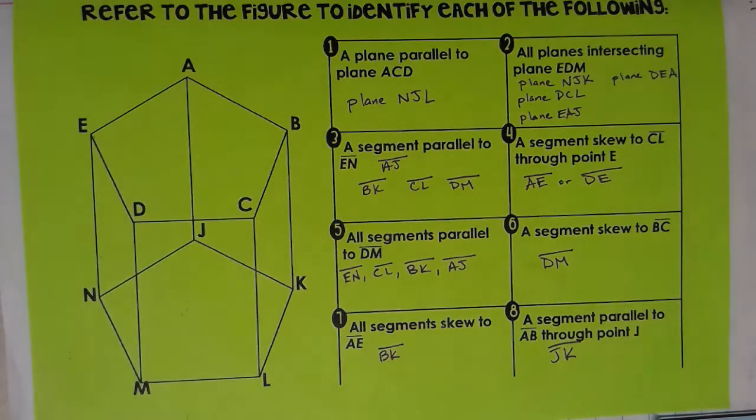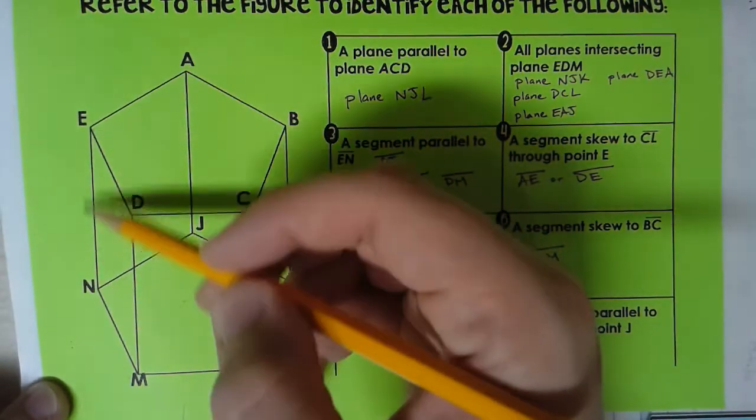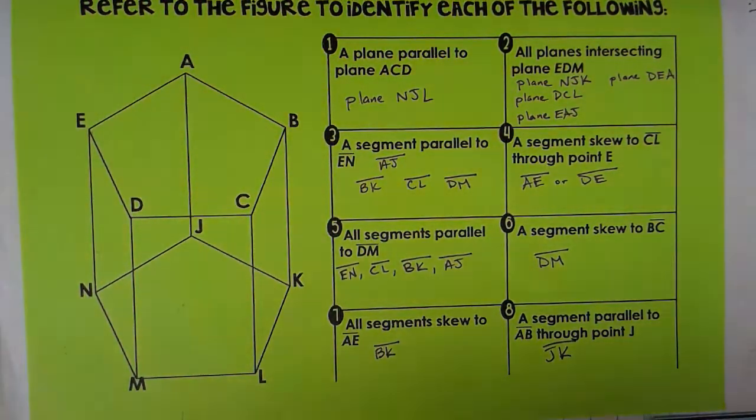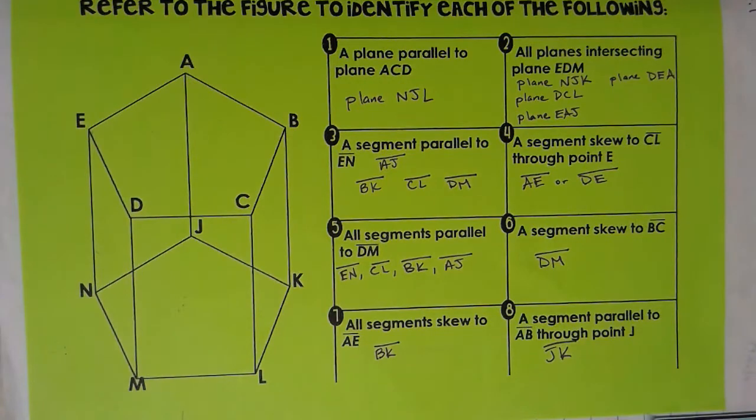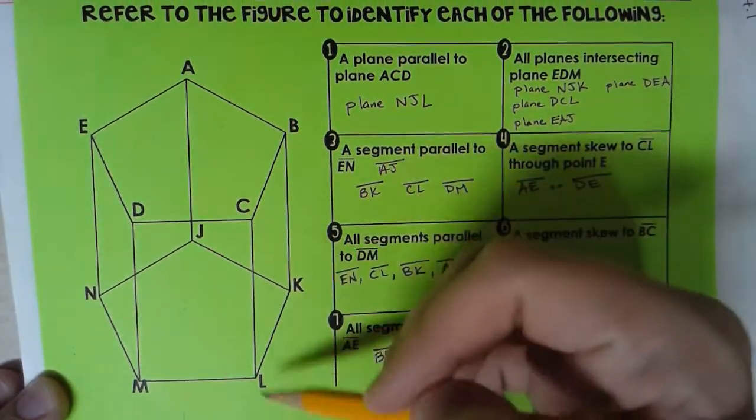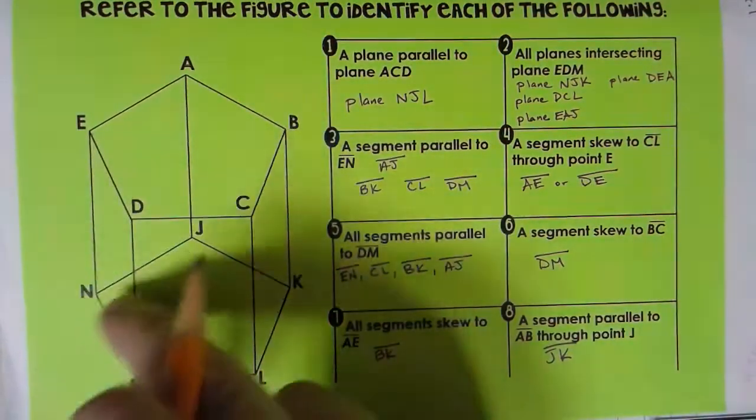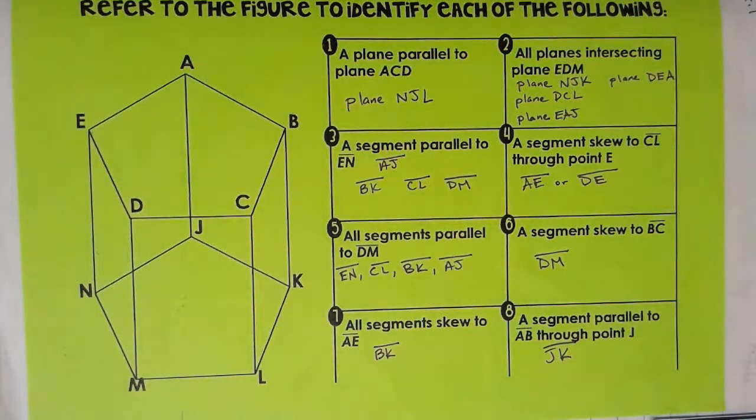Okay, number 3, a segment that is parallel to EN. EN is this edge right here. A segment that's going to be parallel has to be going up and down in the same direction as that segment, but it's never going to intersect with it. We've got a couple different options. We could either say AJ, BK, CL, or DM, because if you imagine this thing is sitting on the table, these 5 sides are all going up and down. So any of those would work.